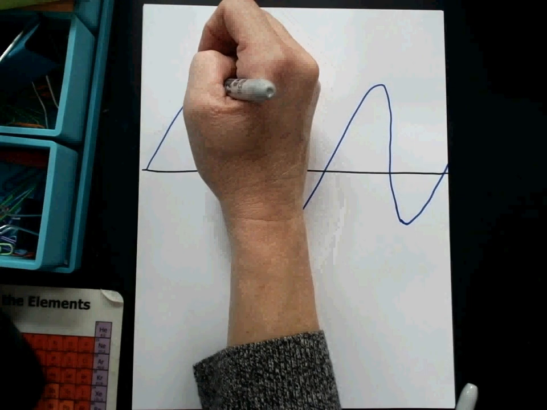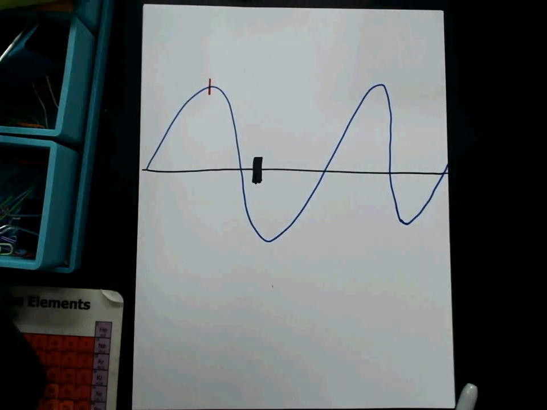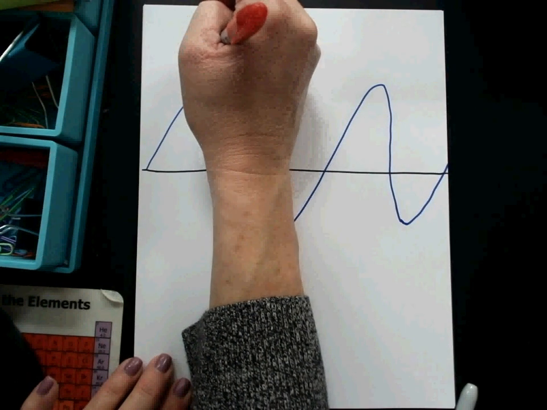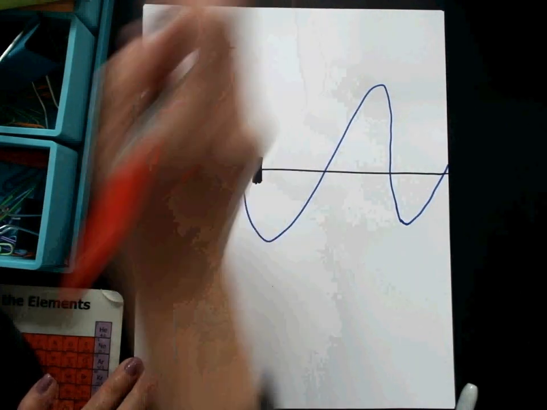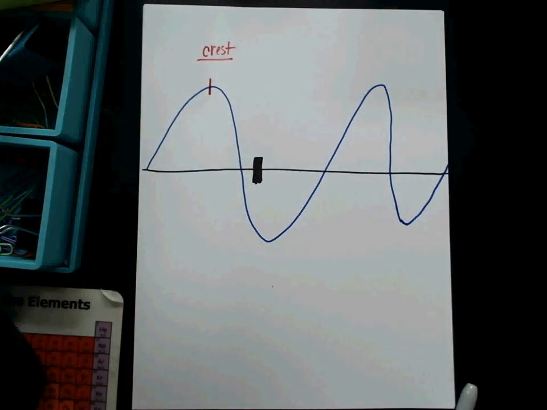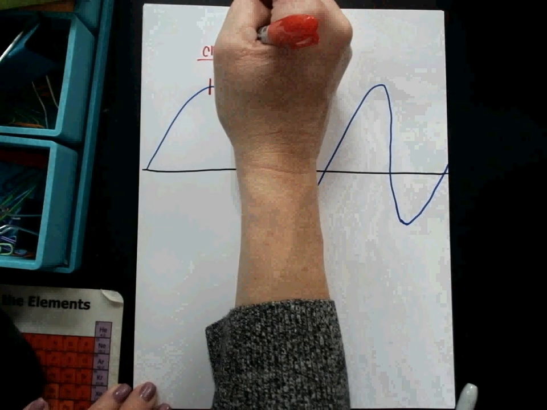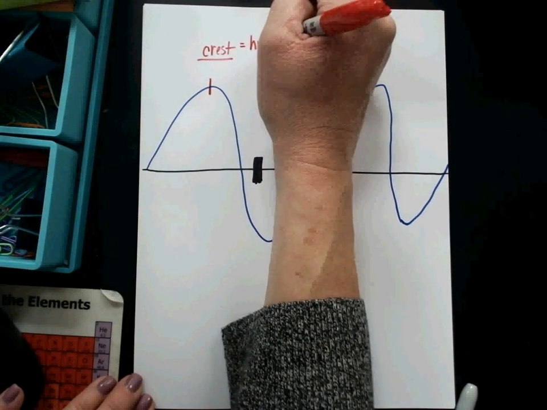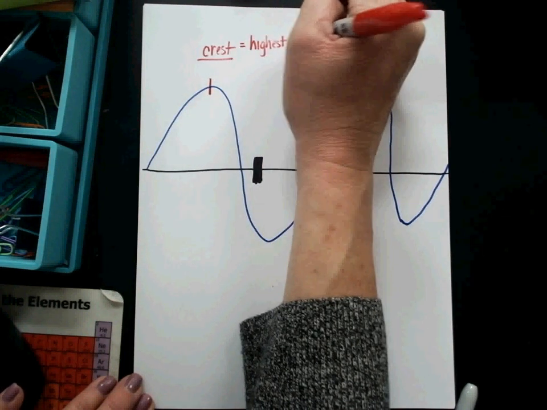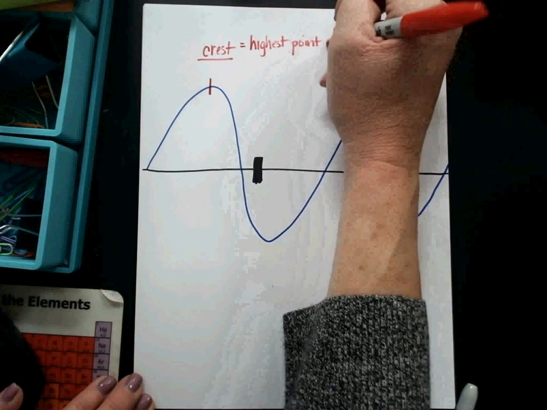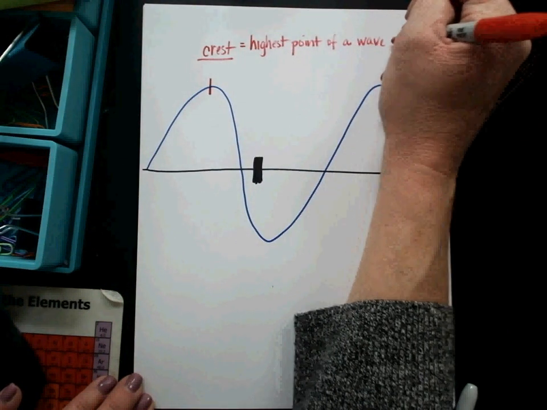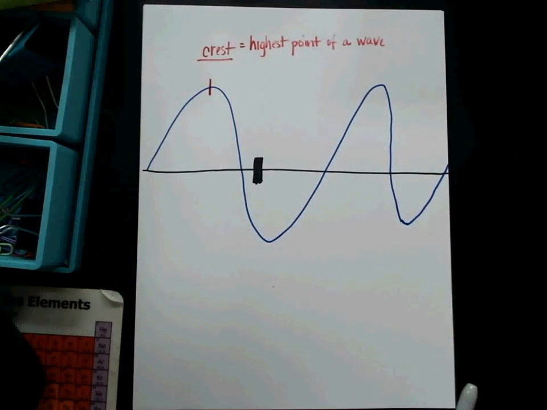All right, so if I put a mark right here. Ooh, Drake, you were first. What is that? Yes. That is a crest. Can you define that for me? It's the top of the wave. Okay, I'm going to say it a little differently, not that you're incorrect. I'm going to say it's the highest point of a wave.